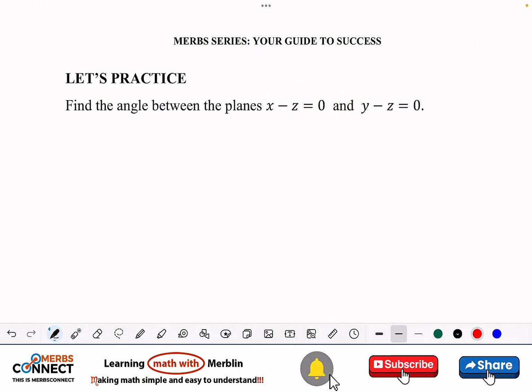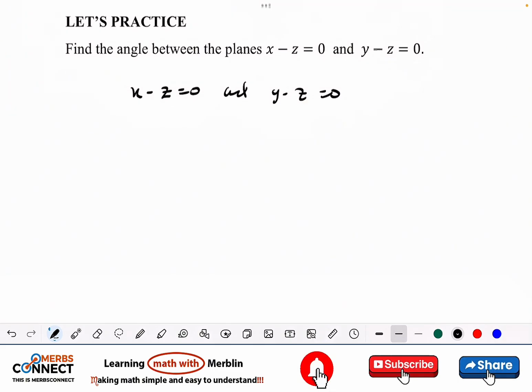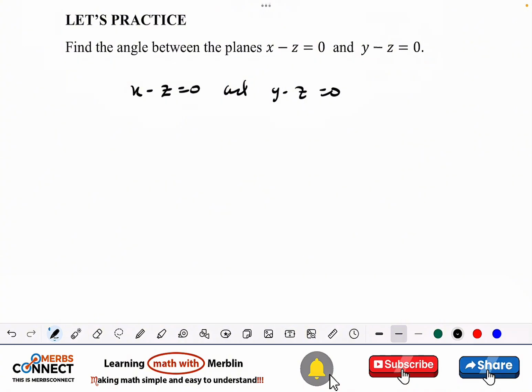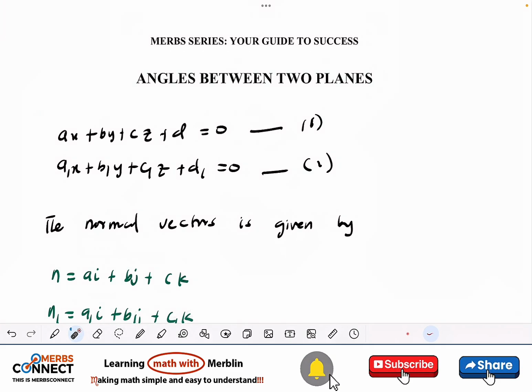So now we have x minus z, which is equal to 0, and we have y minus z, which is also equal to 0. So now what can we do here? Now we need to convert this to normal vectors. So let's assume that the first one is n. So I'm dealing with this one. This is x and z. So I'm going to have i minus k, right? As we did from here.